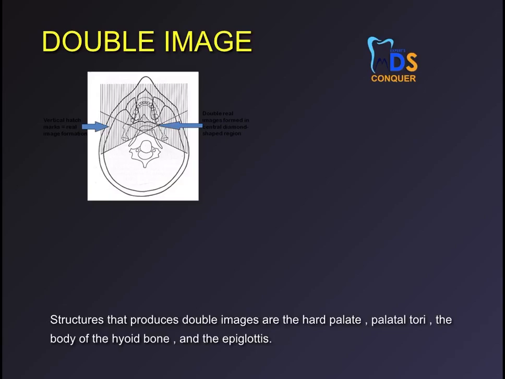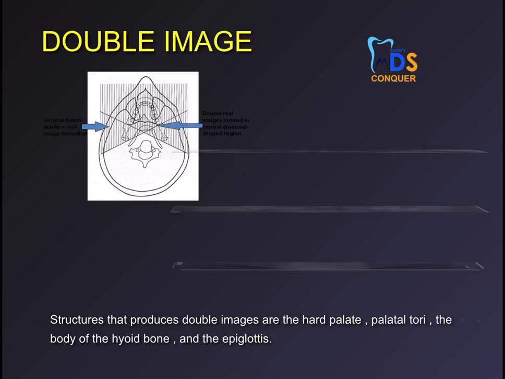Okay, so those structures include the hard palate, the palatal tori, the body of the hyoid bone and the epiglottis. These are actually single structures. We know there is a single epiglottis, a single hyoid bone and a single hard palate, but they appear to be double on an OPG image, right? Why? Because they are present in this particular diamond area and are intercepted twice in one single rotation of the OPG machine. That's the reason they appear to be double in an OPG image.